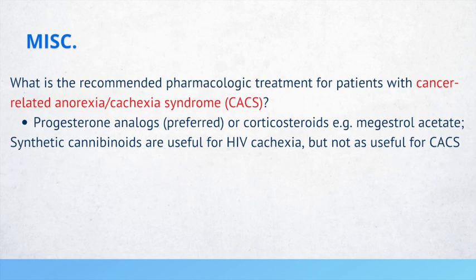What is the recommended pharmacologic treatment for patients with cancer-related anorexia or cachexia syndrome? Progesterone analogs are preferred, or you can use corticosteroids. Synthetic cannabinoids are useful for HIV cachexia, but not as useful for cancer-related anorexia or cachexia syndrome.